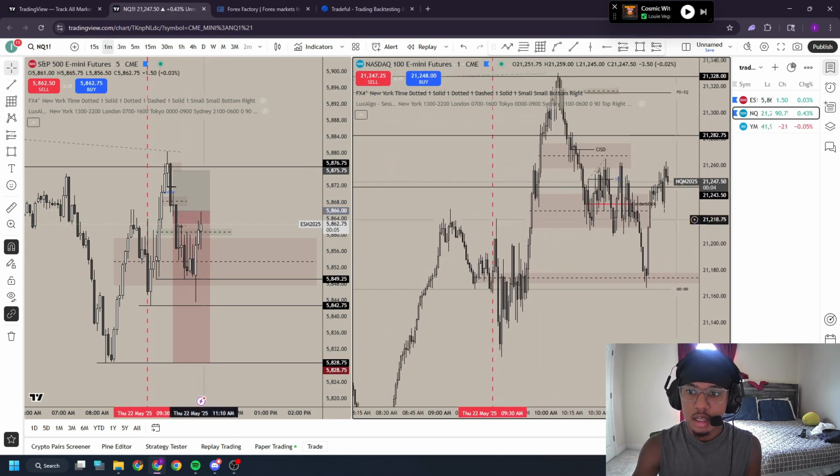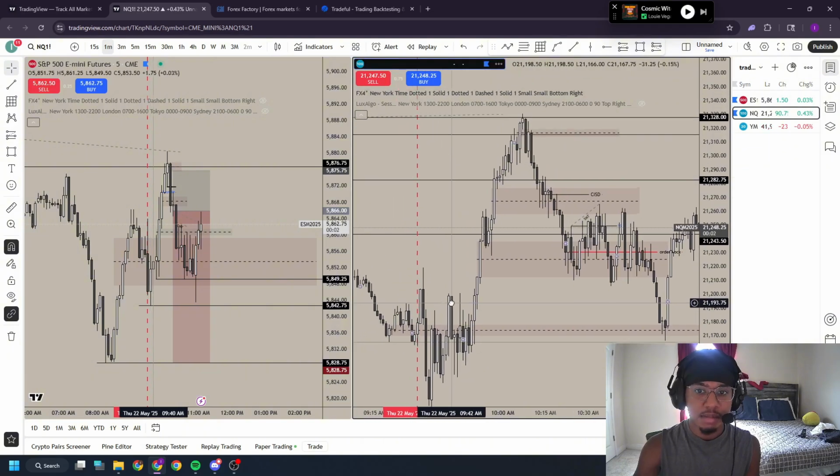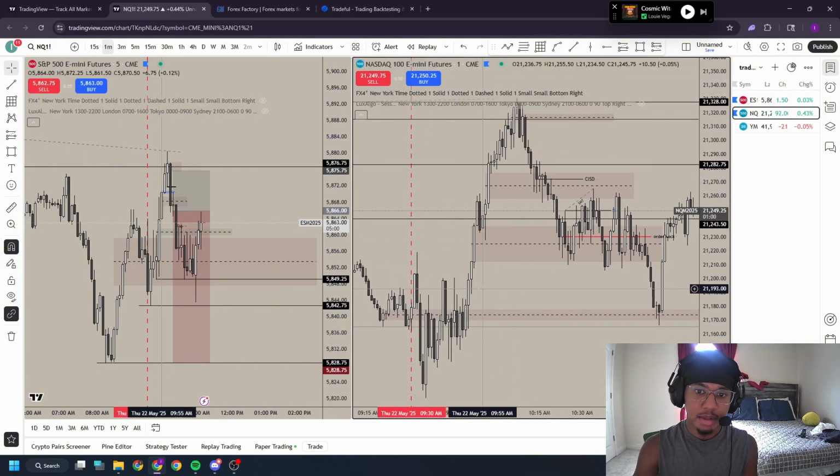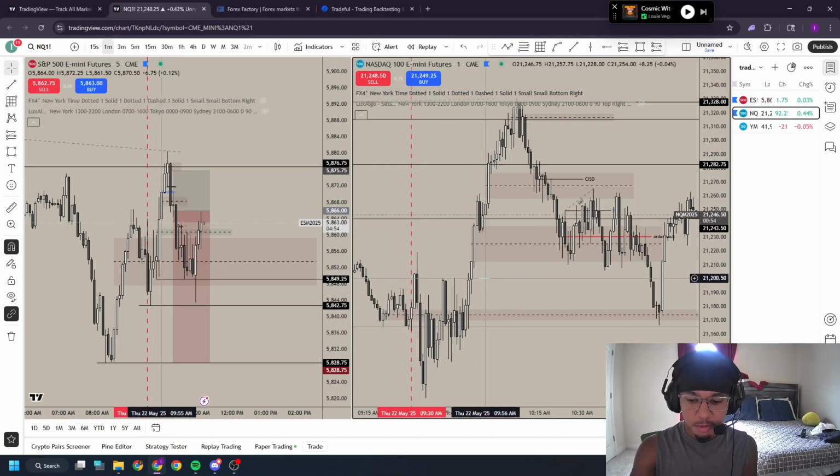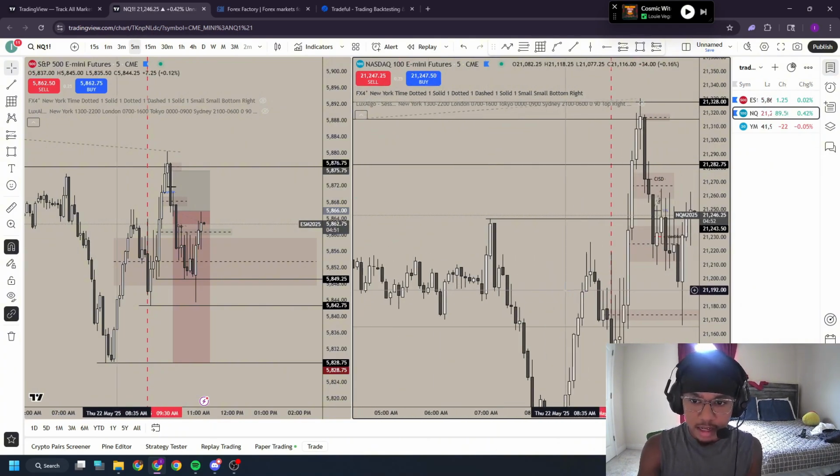On the 1 minute, I had originally missed my first entry, which was this gap, because we had originally broken structure, right? We already had that breakout. We already had a supporting 5 minute PD array.